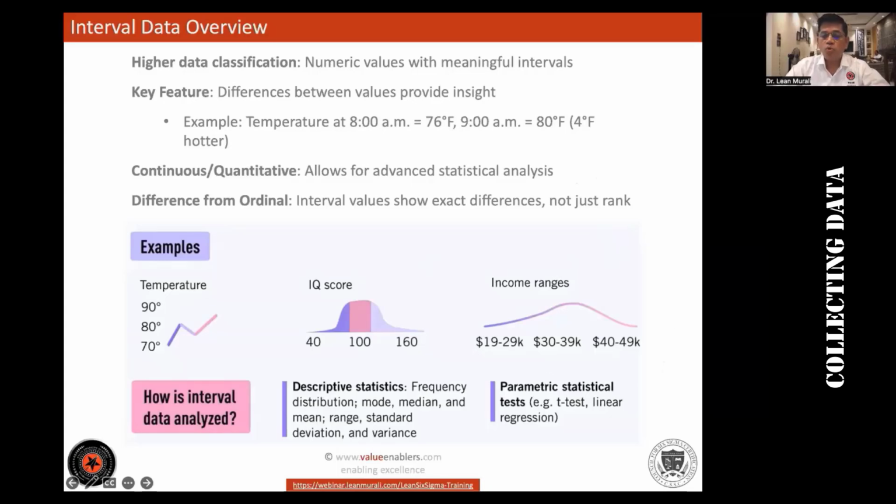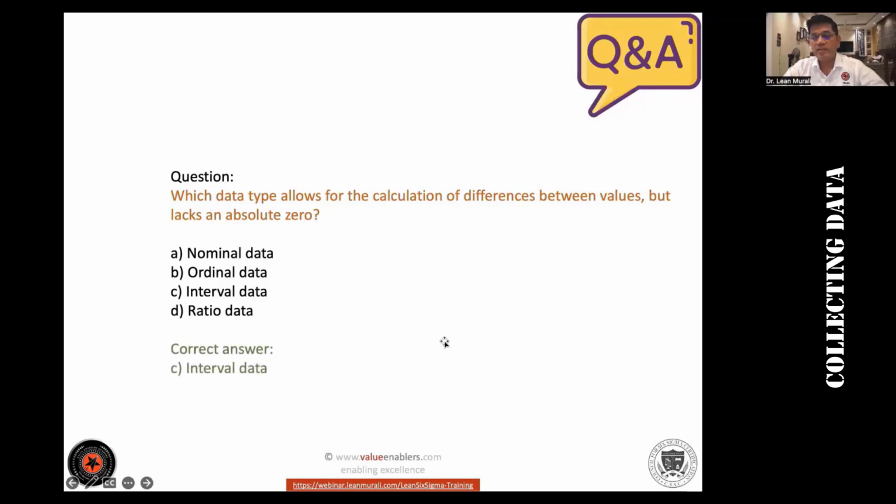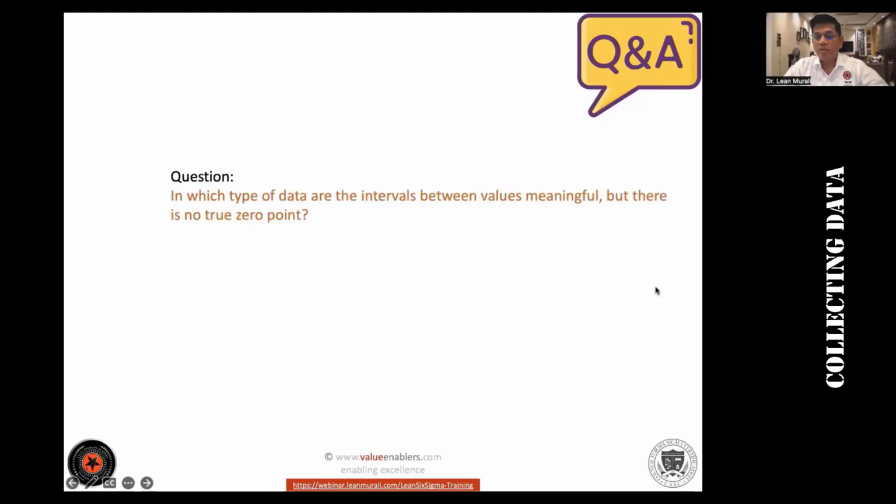All right, let's go to the last part of this data. Which type of data allows for the calculation of differences between the values but lacks an absolute zero? Okay, put it in the chat box. Of course, the correct answer is interval data. I will also ask one more question. In which type of data are the intervals between the values meaningful, but there are no true 0 points? Again, the answer is interval data.